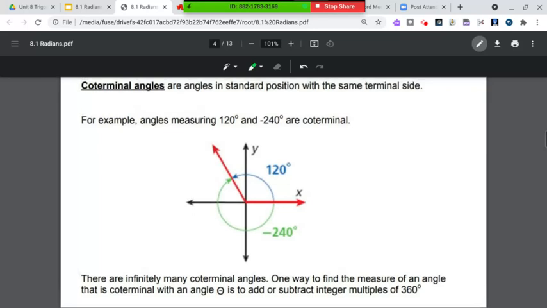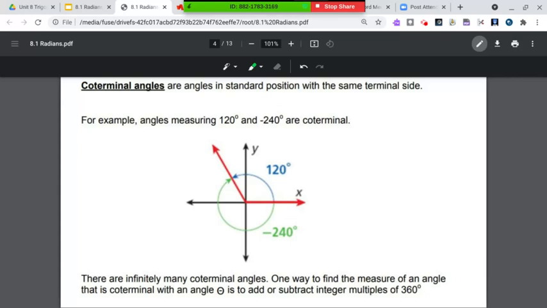The next thing we're going to talk about is the idea of coterminal angles. The definition is angles in a standard position with the same terminal side. For example, a 120-degree angle and negative 240 degrees are coterminal. There are infinitely many coterminal angles. One way to find the measure of an angle that is coterminal is to add or subtract multiples of 360. And that's what we're going to work on first.